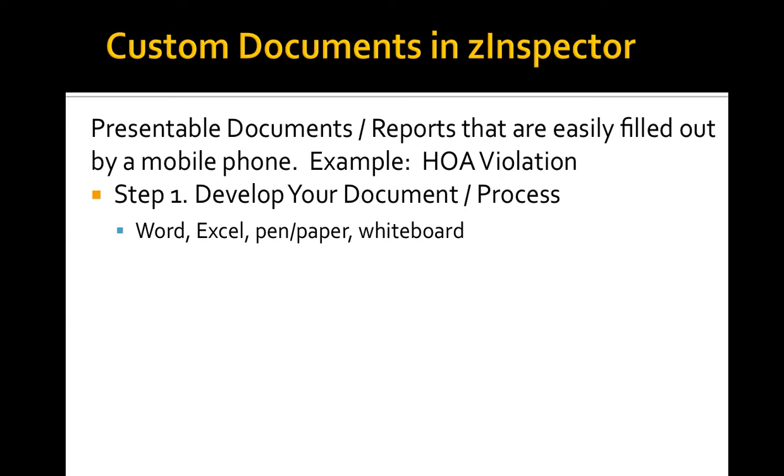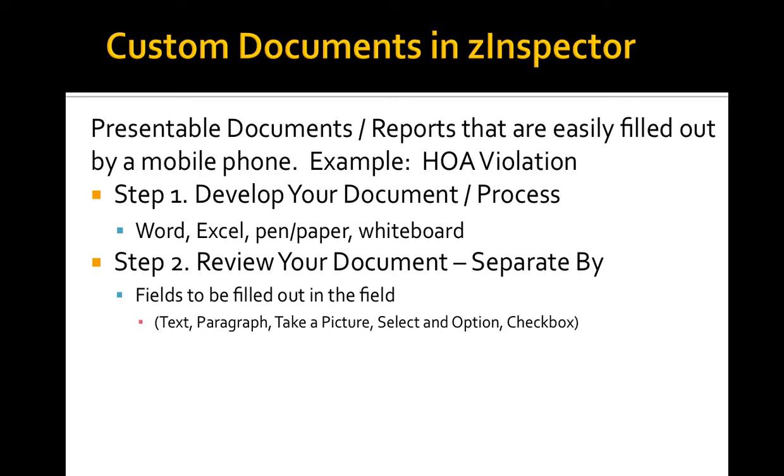Then you might highlight where there are going to be some instructions or other things to give your field users some tips. Once you've got that document and process created, we're going to review the document and separate it into three different things. One of them is the fields, the actual things that you want your user to fill out. That's anything from a text box to a paragraph box, to taking a picture, to a signature. There's a select option where you can select from different options, there's a checkbox, and there are a number of other fields that we support in zInspector.